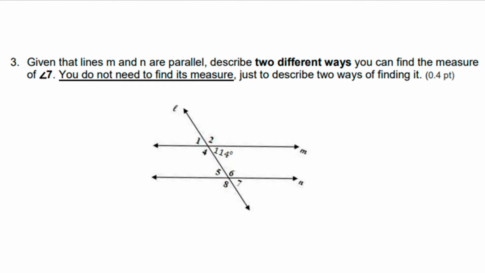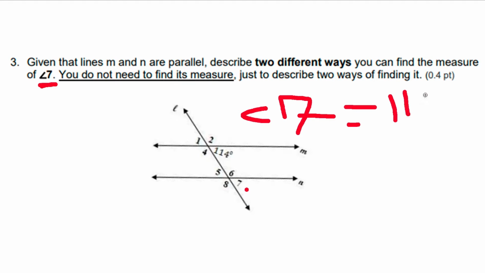So if this angle is 114, then angle 7, okay, this angle right here we want to discover, they are corresponding, which is congruent. So in this case, angle 7 will be equal to this measure because they are corresponding, so they are congruent.